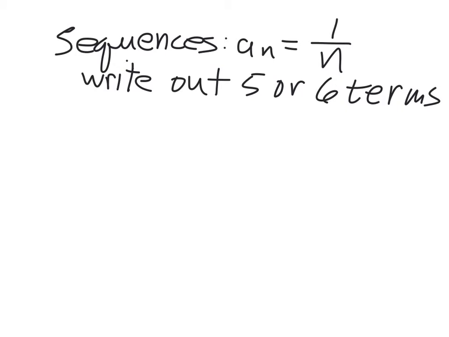Now, if n is 1, we'd have 1 over 1, or 1. I hope you can do that without a calculator. Then comma 1/2, comma 1/3, and so on. So in a sequence, each term is separated by a comma. Then in the next part, we got into series where you're adding all the terms together. But remember, this is sequence. We just list out the terms.